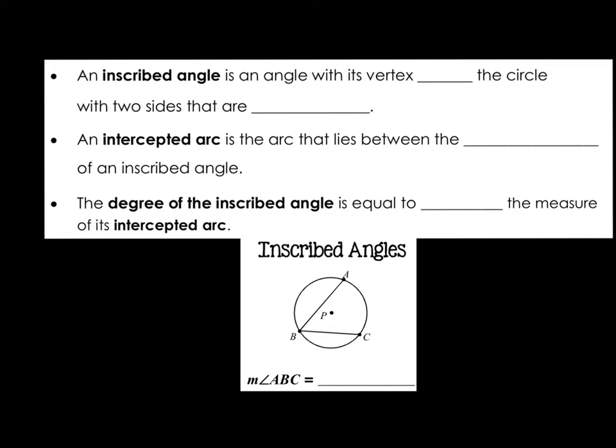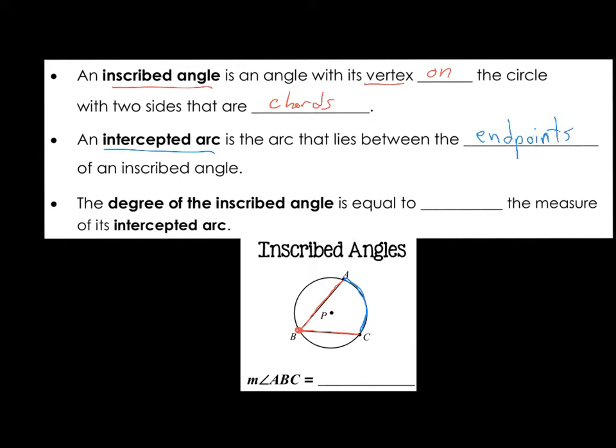First, let's start with what an inscribed angle is. An inscribed angle is an angle with its vertex on the circle, and we've talked about this, and the two sides that are chords. All right, so if we look down here, here's the vertex on the circle, one chord BC, segment BC, and the other chord is segment BA or AB. And that chord intercepts an arc, right? This arc AC. And that intercepted arc lies between the endpoints of the inscribed angle.